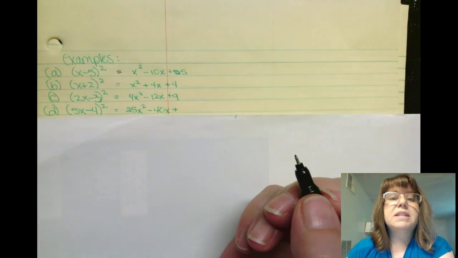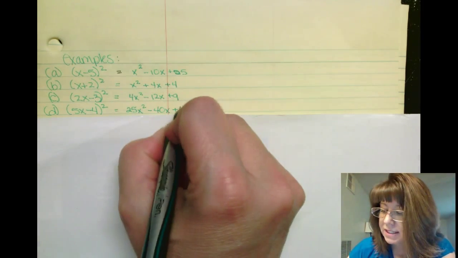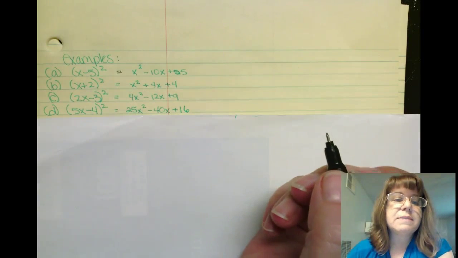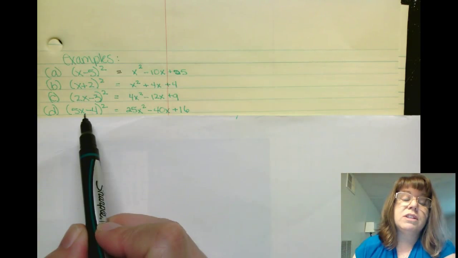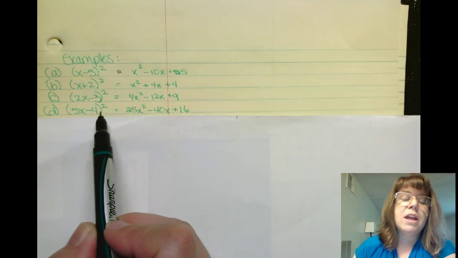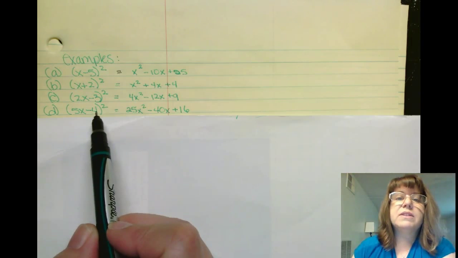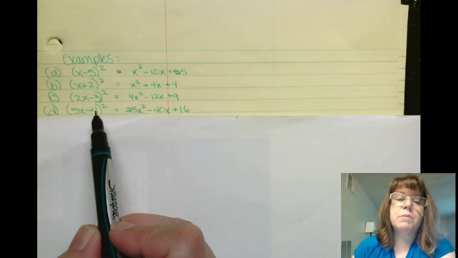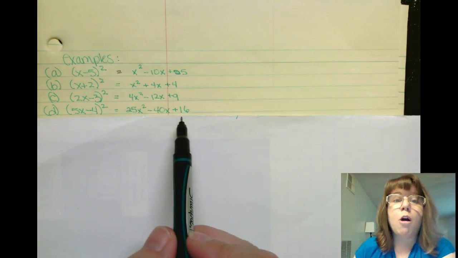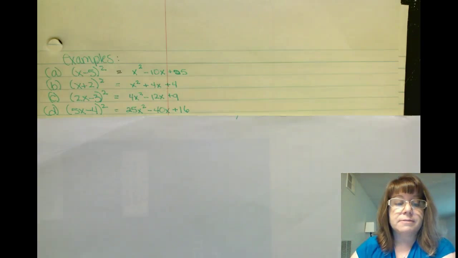And negative 4 times negative 4 is positive 16. It doesn't matter what this middle sign is, because when we square that last term, a negative times a negative is a positive, as well as a positive times a positive is a positive. So the last term will always be positive.